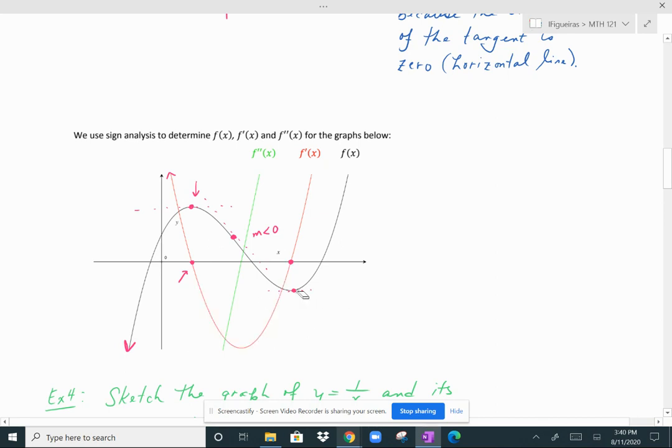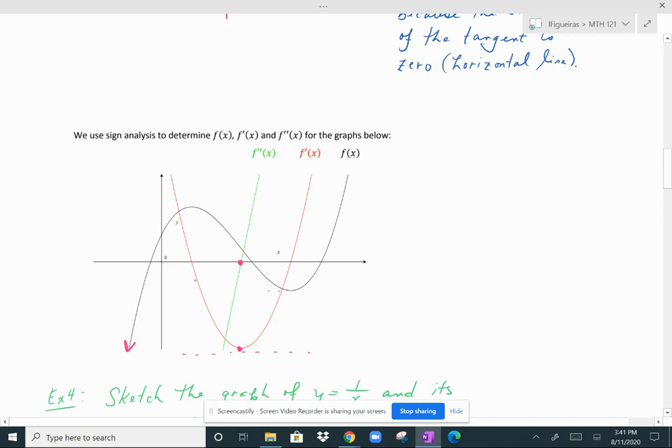So now let's look at f prime to f double prime. Let me just clean this up so it's easier to read. So f prime is the red graph, f double prime is the green graph. The slope of my tangent line here is 0, and notice that that corresponds with the green line. It has a value of 0.